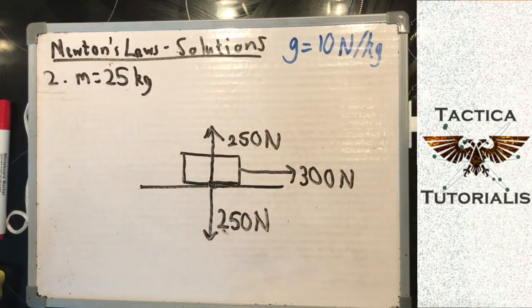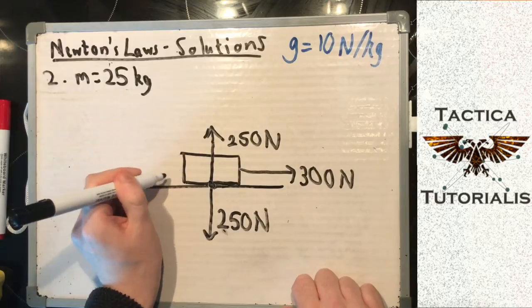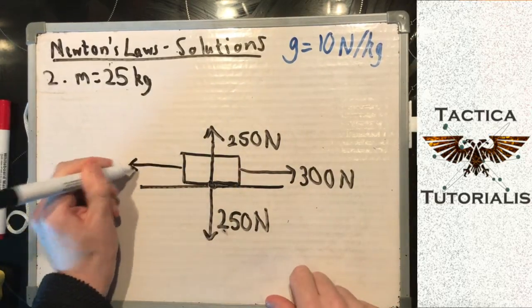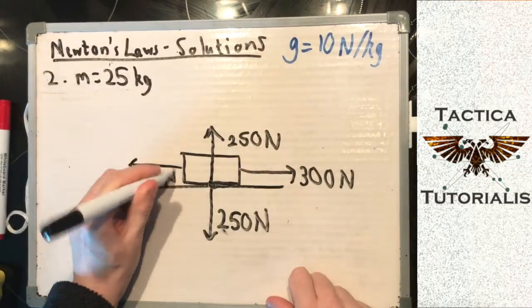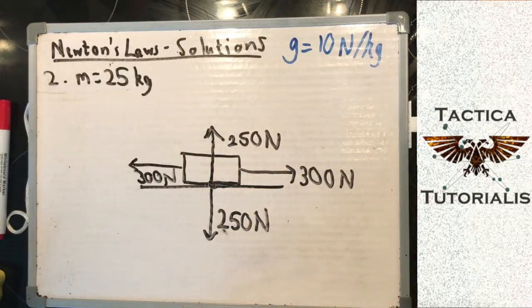And finally, we're told we have a frictional force of 300 newtons to the left. So again, roughly. Now you might have wanted to draw your friction like here-ish, here's fine. So 300 newtons to the left. Now, let's calculate our resultant force.